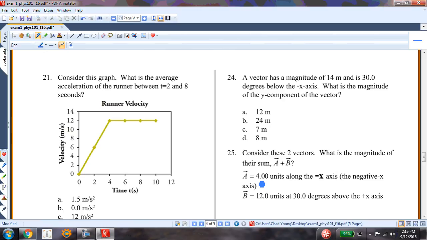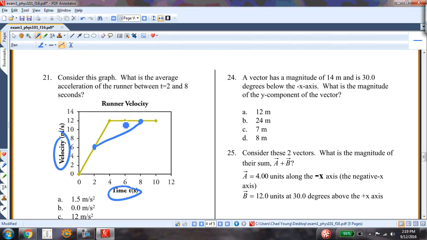Consider this graph. What is the average acceleration between t equals 2 and 8 seconds? Well, first, just make sure we're looking at velocity versus time. Okay, we are. So if I'm looking for average acceleration between t equals 2 and t equals 8 seconds, I'm effectively looking for this slope.